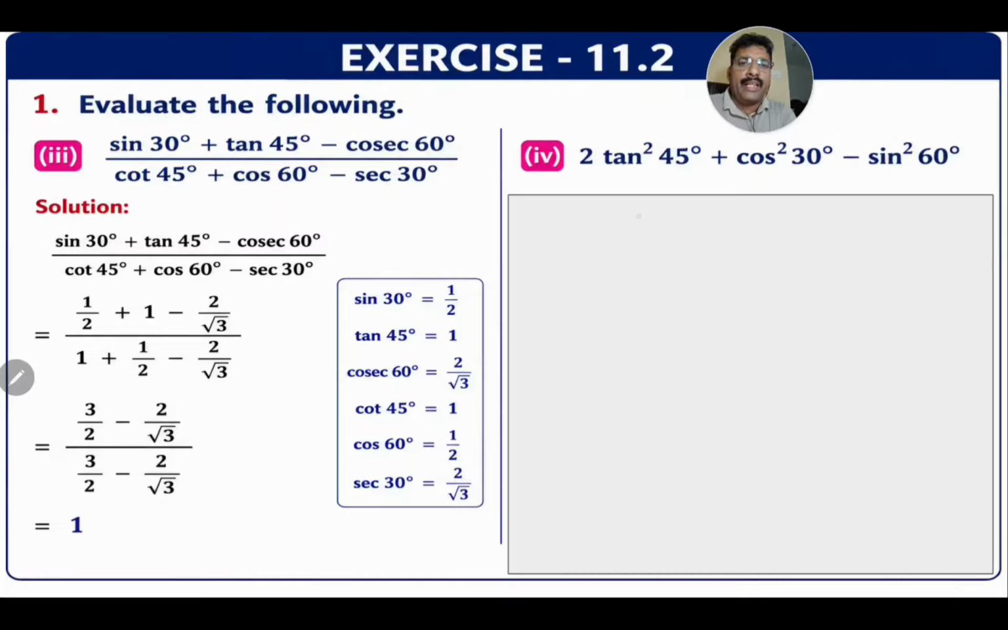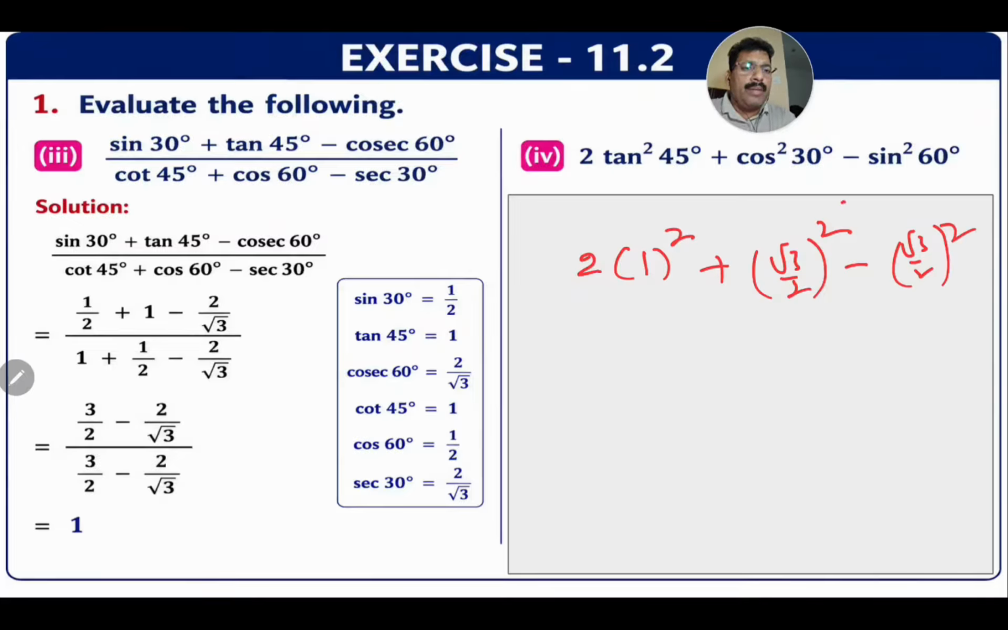Now the fourth bit we see. 2 tan square 45 degrees plus cos square 30 degrees minus sin square 60 degrees. Already we know that tan 45 degrees is 1, so tan square 45 means 1 whole square. Cos 30 degrees value we know is root 3 by 2, so root 3 by 2 whole square, cos square 30 degrees minus sin square 60 degrees, sin 60 is root 3 by 2, so root 3 by 2 whole square. So now root 3 by 2 whole square and root 3 by 2 whole square both get cancelled. So 2 into 1 whole square, that is equal to 1. 2 ones are 2. So our answer is 2.